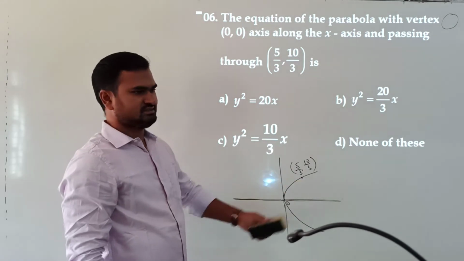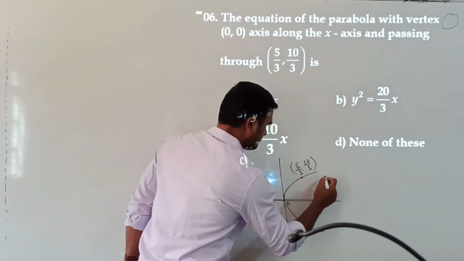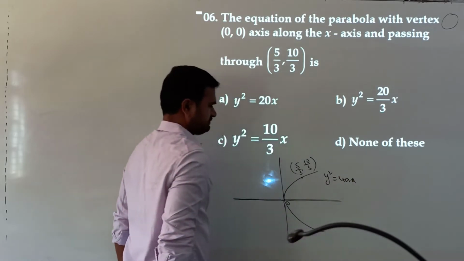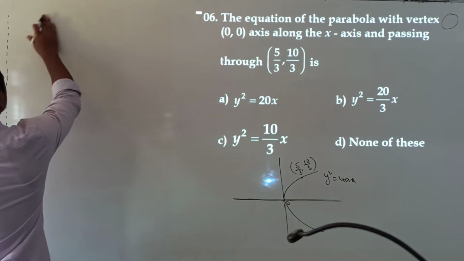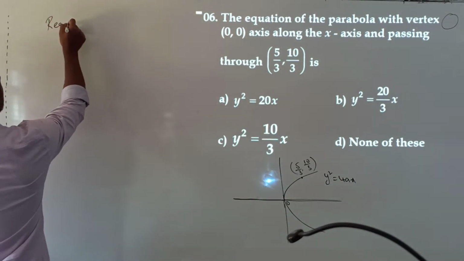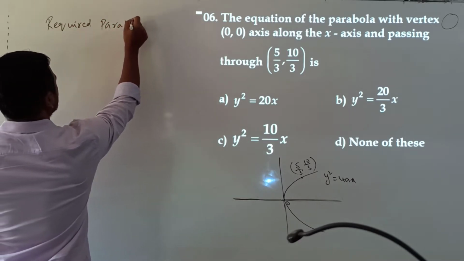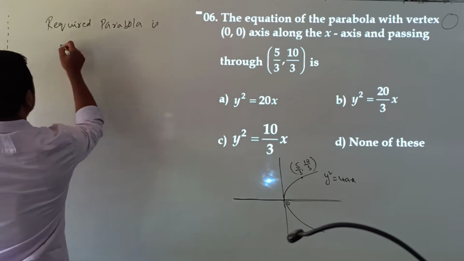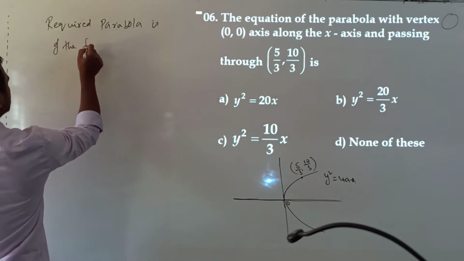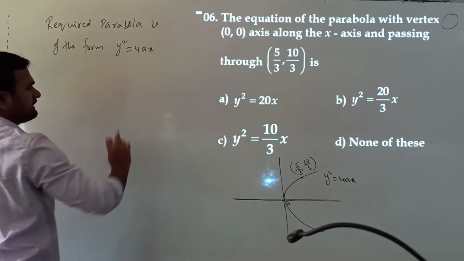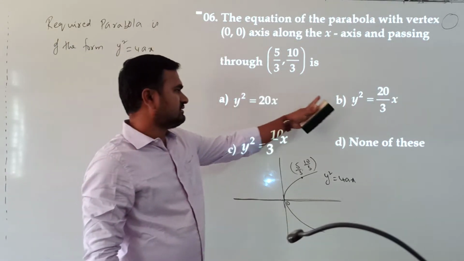And in this, what is the standard form of a right sided parabola? You know, y square equal to 4ax. Okay, so the required parabola is of the form y square equal to 4ax. Now you can see the options.